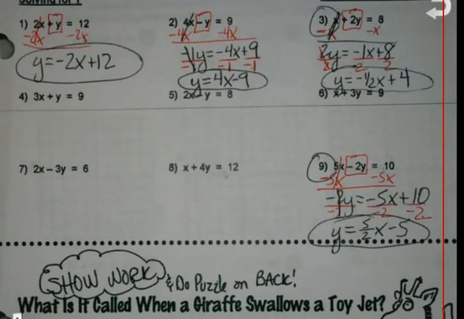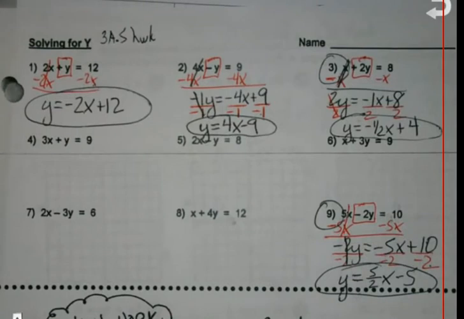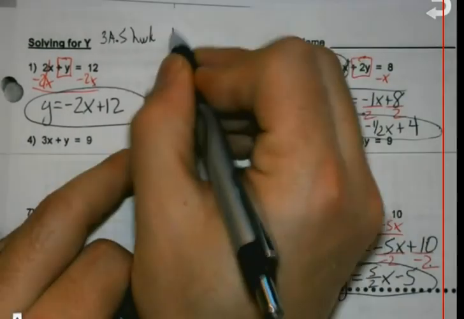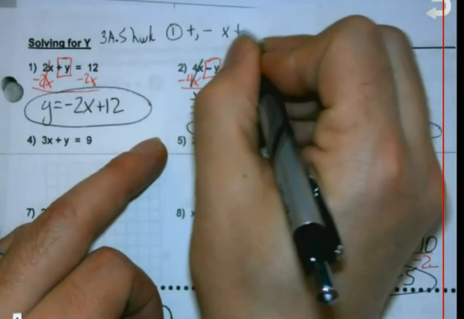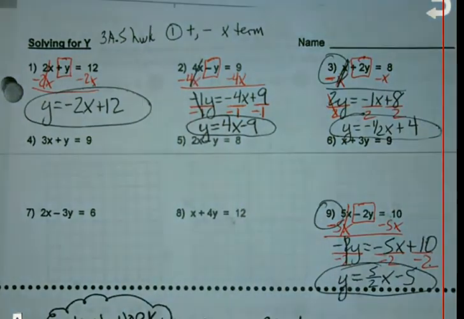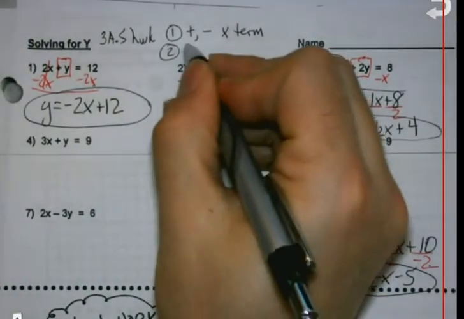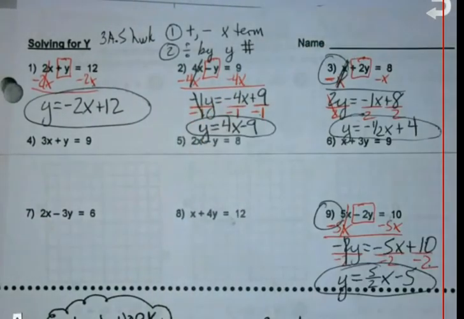So let me put it this way. Let me pull this down for a second. When you're solving for y, 2 steps. 1, I'm either going to add or subtract my x term. So if there's an x there with the y, I have to plus or minus that out of there. Perfect. And then I'm going to divide by whatever number's in front of y. It's always those 2 steps. That's not going to change on me. Okay?